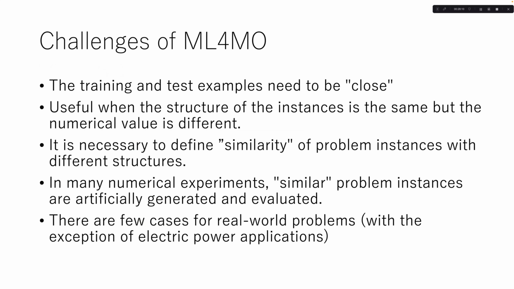Now, let's summarize the challenges in ML for MO. First, it is necessary for the training and test problem instances to be close to each other. Therefore, it is not very effective in cases where entirely different problem instances arise each time. Additionally, it was effective when the problem structure remained the same and only the numerical values differed.